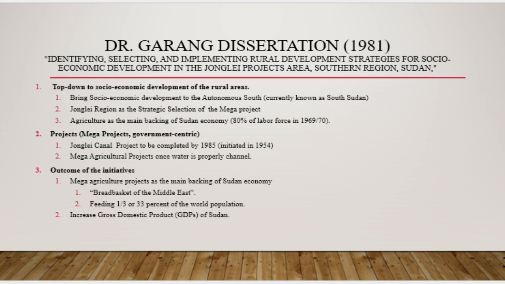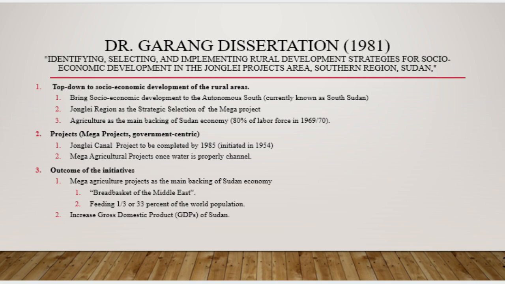Also connected to that are the mega agricultural projects in the north and in Egypt. Right? So given that they have some water issues, the canal was able to carry the water from the south to the north and to Egypt. So in that case, what was the outcome of the initiative? What was the aim of the initiative?